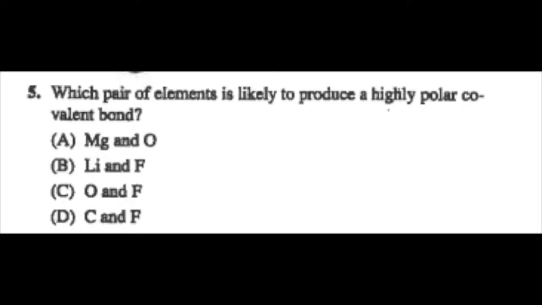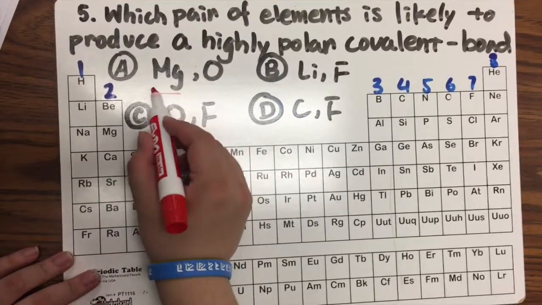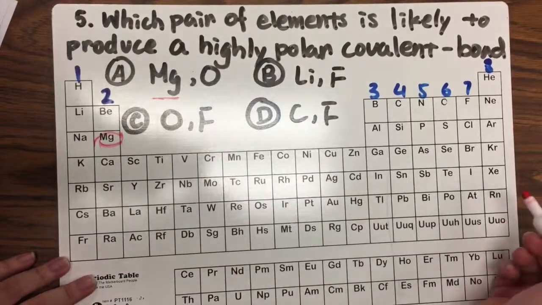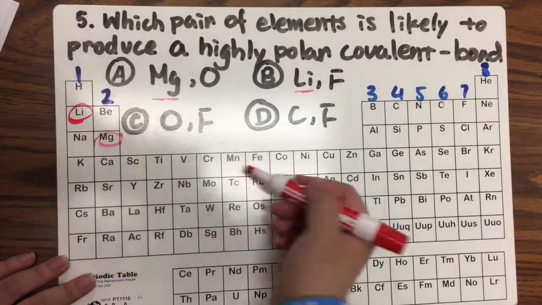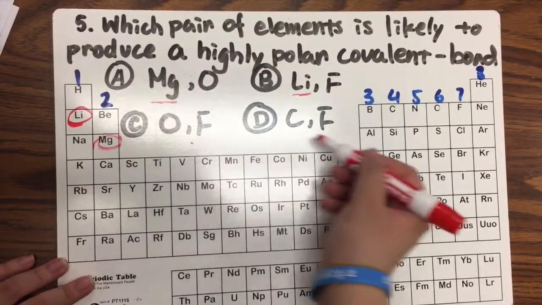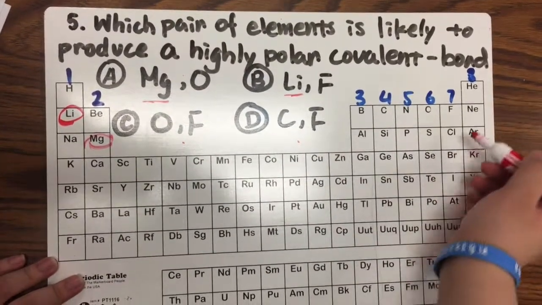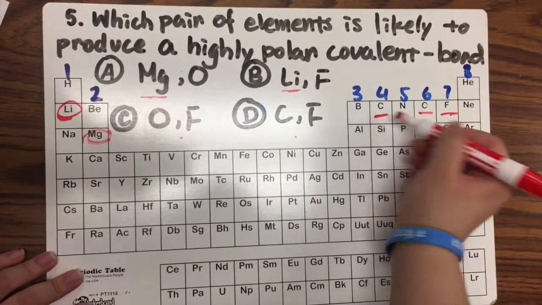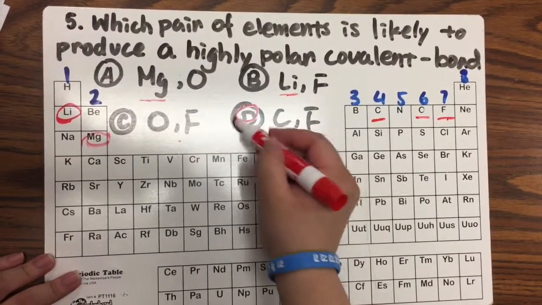Which pair of elements is likely to produce a highly polar covalent bond? In options A and B, Mg and In are metals, so what they will produce are ionic bonds with fluorine. And the only 2 options we have left are C and D. Based on the periodic table, C and F are further apart, which will produce a highly polar covalent bond. Therefore, the answer will be D.